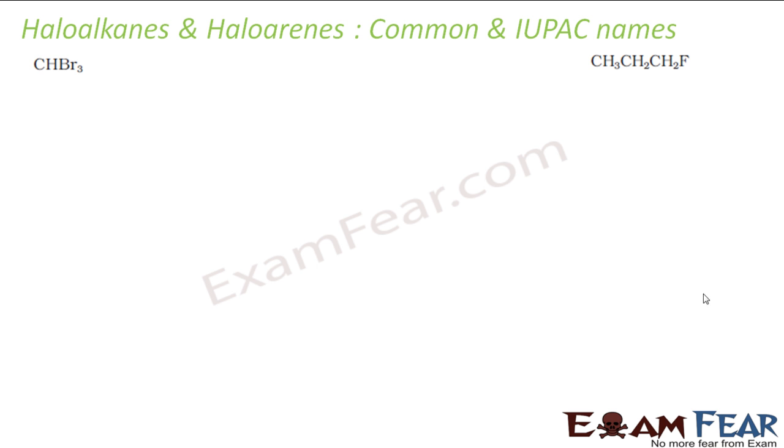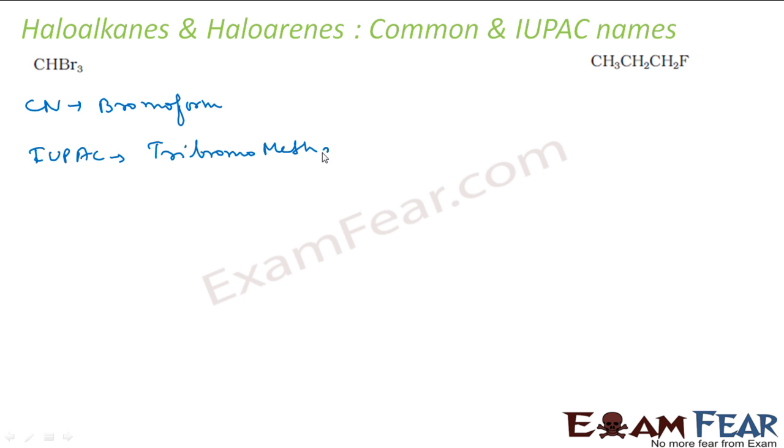Let's take some more examples. CHBr3, common name is bromoform. You should know this because sometimes we use the terms chloroform, bromoform. You should know the common name. And then let's write the IUPAC name. Writing IUPAC name is easy. 3 bromine to a methane. So it will be tribromo because 3 bromine. 1 carbon, so it's meth. All single bond, ane. It's tribromomethane.